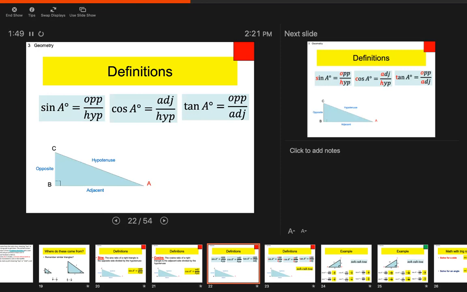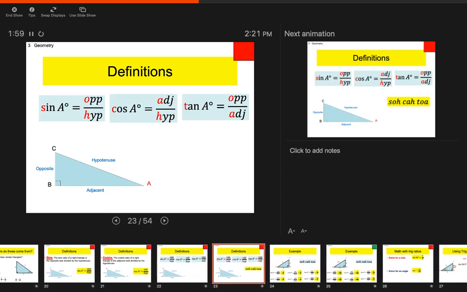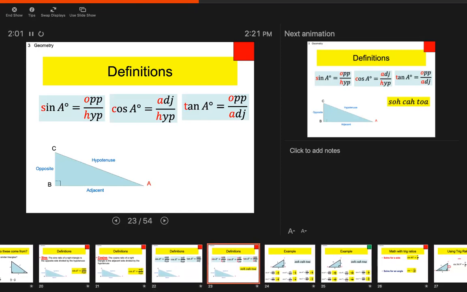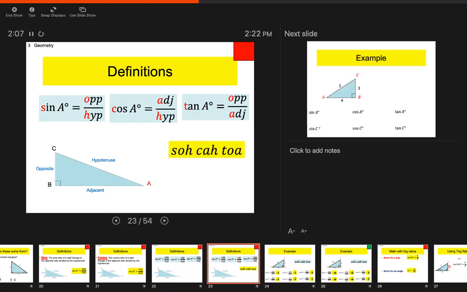Oh, SOHCAHTOA. Close. What they do, and what you will do too, because it's how everyone remembers it, is simply take the first letter out of everything and make a saying out of it. So this says SOHCAHTOA, and it makes that right there.